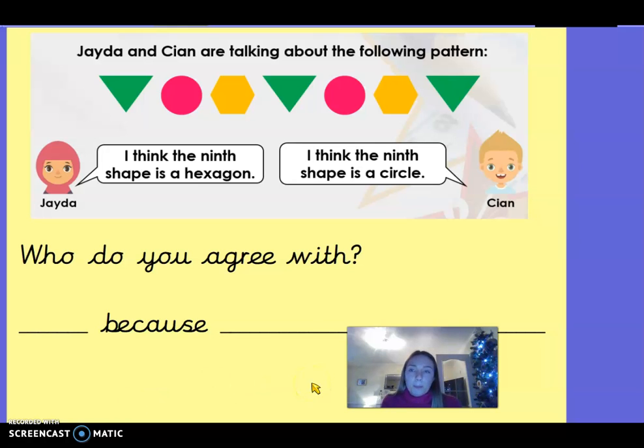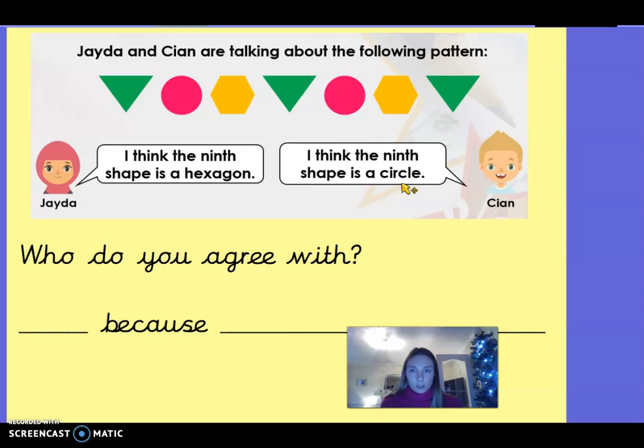Next, we've got a problem and it says Jada and Kian are talking about the following pattern. So here's their pattern they've created. Jada thinks the 9th shape is a hexagon, whereas Kian thinks the 9th shape is a circle. Who do you agree with and why?